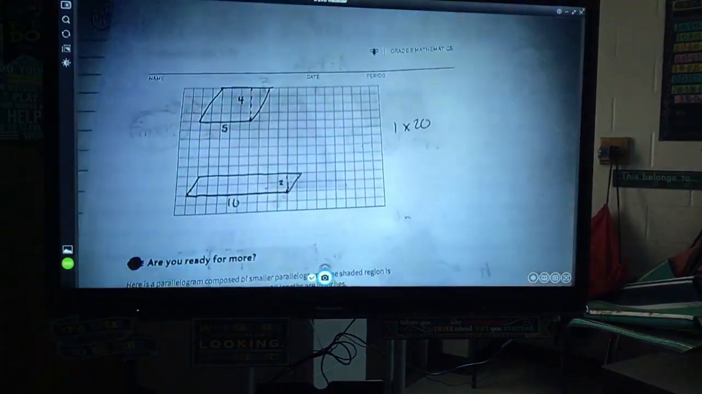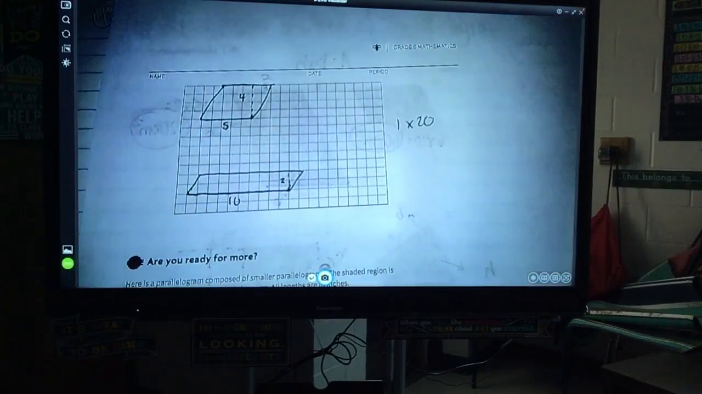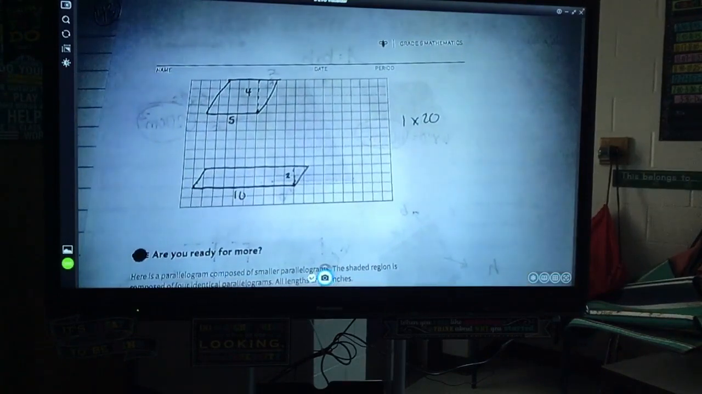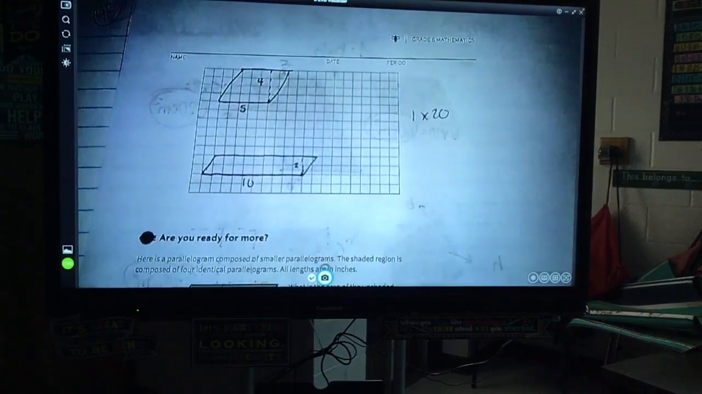Are there any other factors that we can use? No, there are no other factors. But using the knowledge that you have, are any of these a rectangle? Even though it might look like one, I promise you it's not. Any questions about parallelograms?